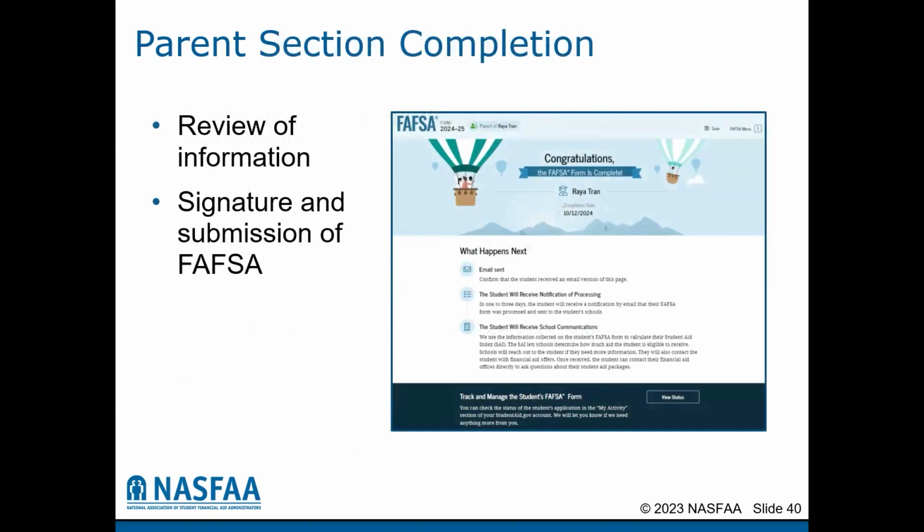Once all the parent information is completed, the parent is going to be prompted to review this information for accuracy. Please pay close attention to this information, as corrections can cause a delay in your student's financial aid award packaging. Once the information has been received, the parent or contributor will be required to sign and submit their portion of the FAFSA.